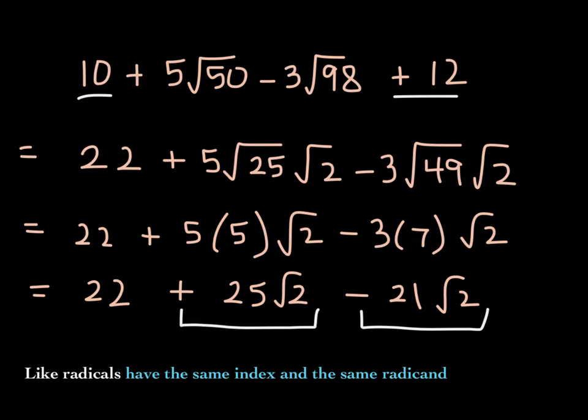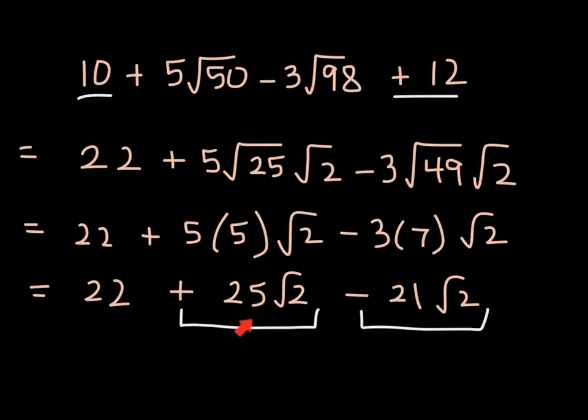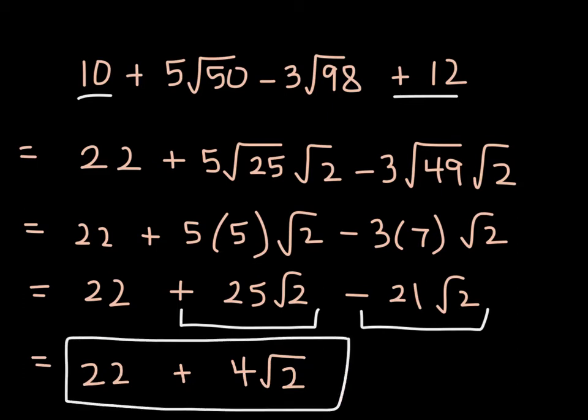So what we can do now is combine these two. And how do we combine them? The same way you combine like terms. You add or subtract the coefficients. 25, positive 25, minus 21 is 4. So then I have 4, and then you keep the like part, root 2. So this is your final answer, 22 plus 4 root 2.